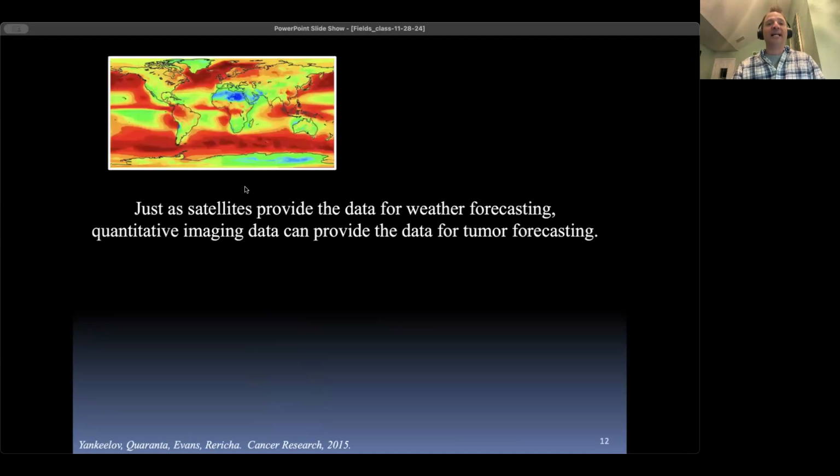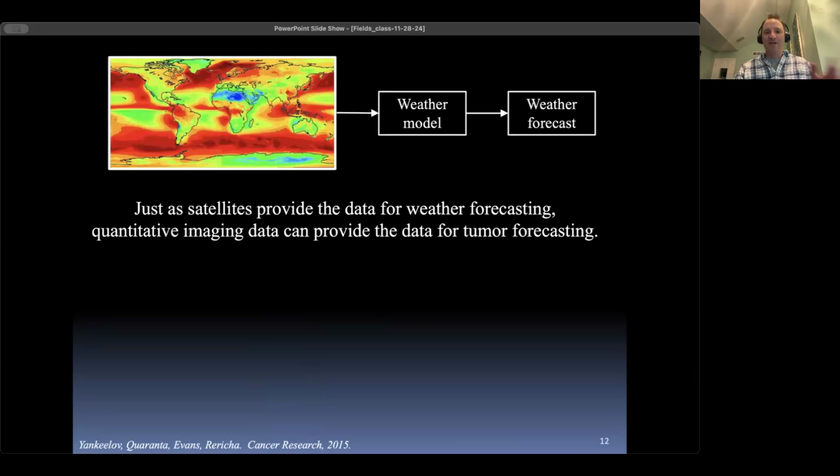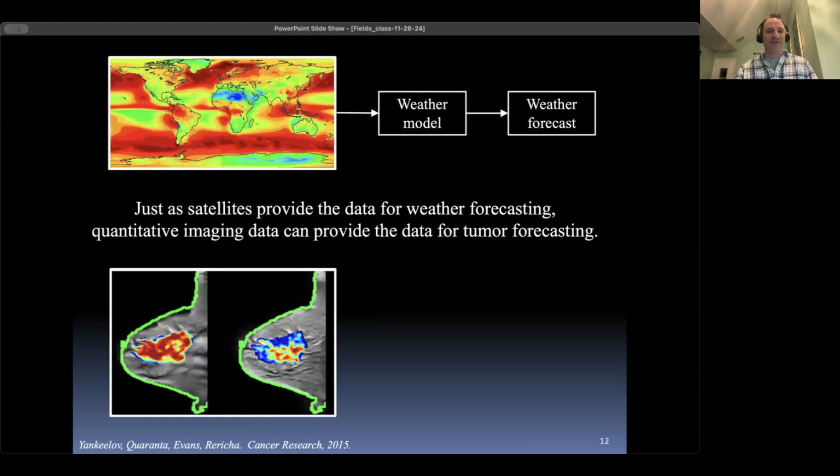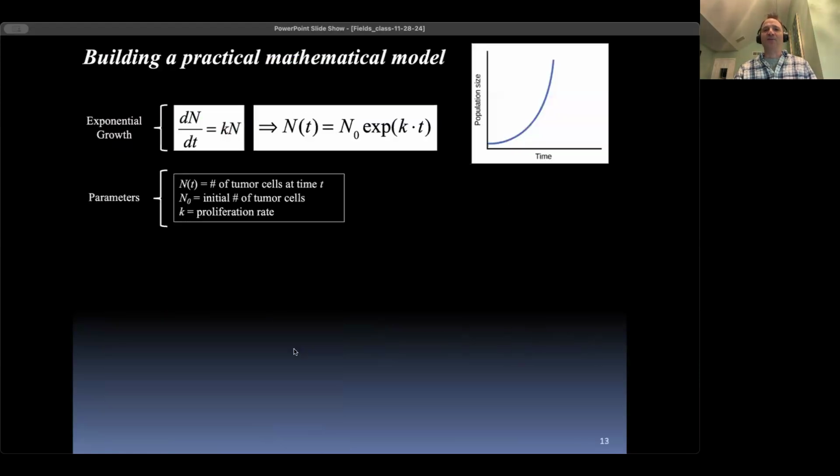The metaphor was that, just like in weather modeling, we have global maps of humidity and pressure gradients and temperature gradients and wind velocities, and those go into a weather model to make a weather forecast. Those things that we talked about on Tuesday and just reviewed a few moments ago, for example, vessel perfusion and cell density, go into a tumor model to make a tumor forecast.